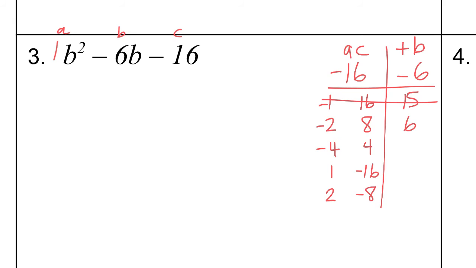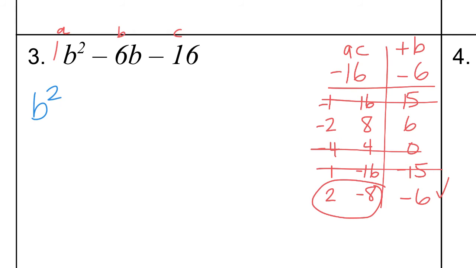That's 6, 0, that's not it. Negative 15, and negative 6. So be careful, see how 2 of them are 6? But we specifically need it to be negative, so we're going to use these 2 down here. So let's rewrite our polynomial: b squared plus 2b minus 8b minus 16. Make sure you put the negative with the 8.